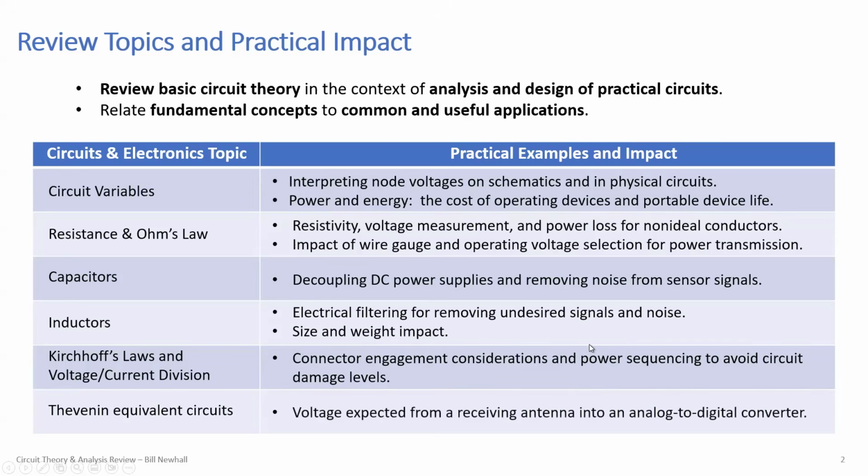And then we'll talk about Thevenin equivalent circuits in the context of what if you have a receiving antenna, right? We're going to talk about a little bit of RF, radio frequency, wireless in this class. And if you have a signal from a receiving antenna and you're trying to sample that signal with an analog to digital converter, what voltages do you expect? How do you know that you're going to span the full range, or at least enough of the range of the ADC, of the analog to digital converter?